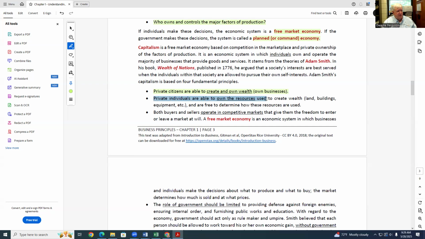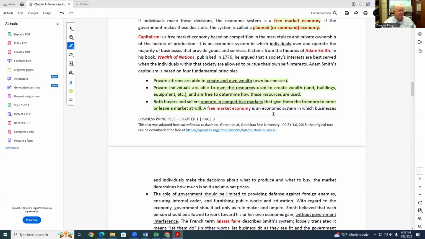Private individuals get to own their own resources. So we said a minute ago, the factors of production, who owns them? If the people get to own the buildings, the land, the water, the minerals, whatever it is, if they get to generate wealth and keep the wealth, that's a capitalistic system. Both buyers and sellers operate in a competitive market, which gives them the freedom to enter or leave a market anytime they want to. That is a capitalistic system.